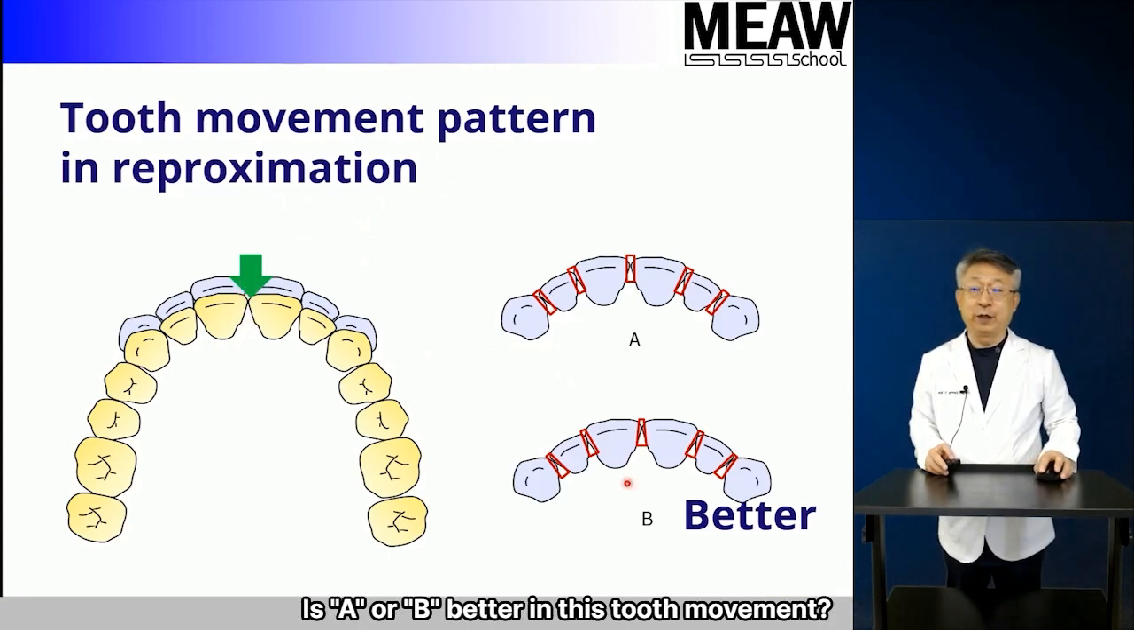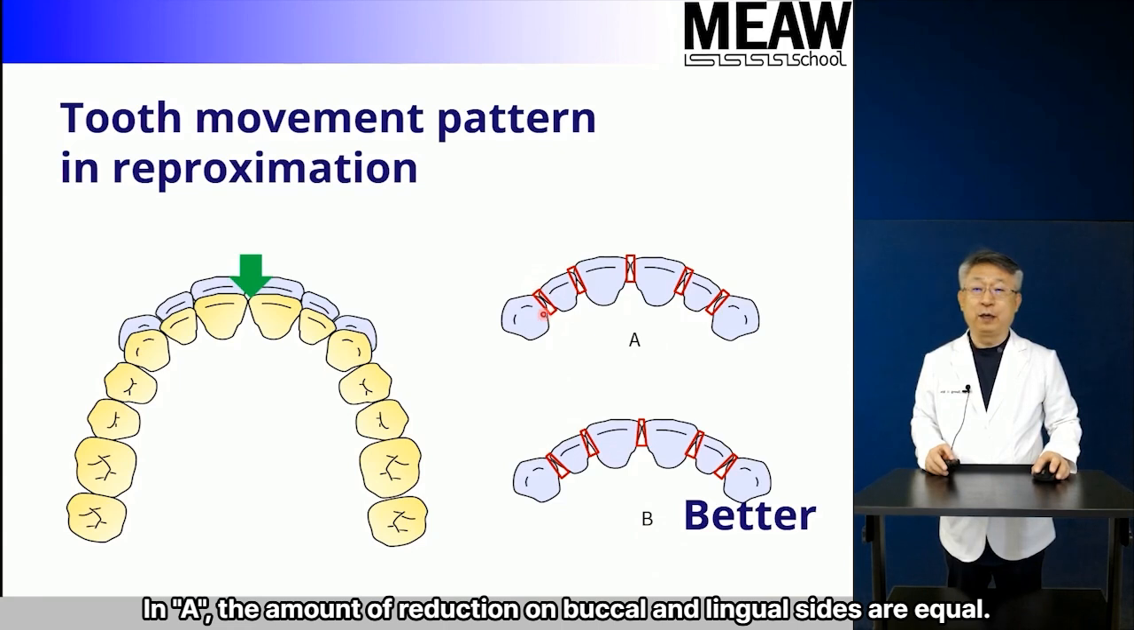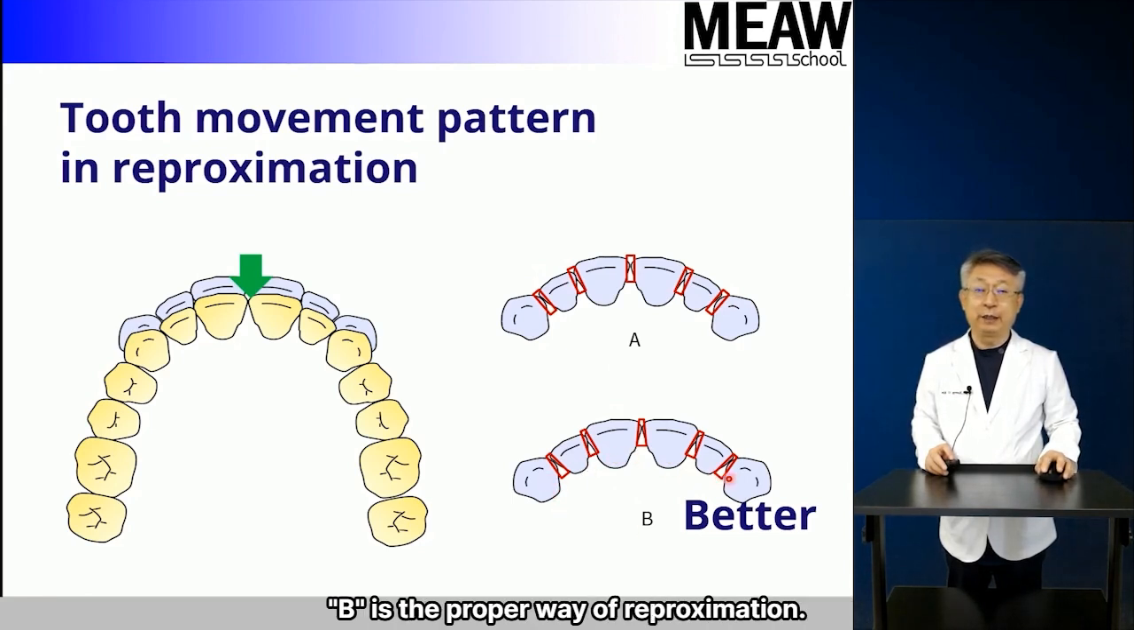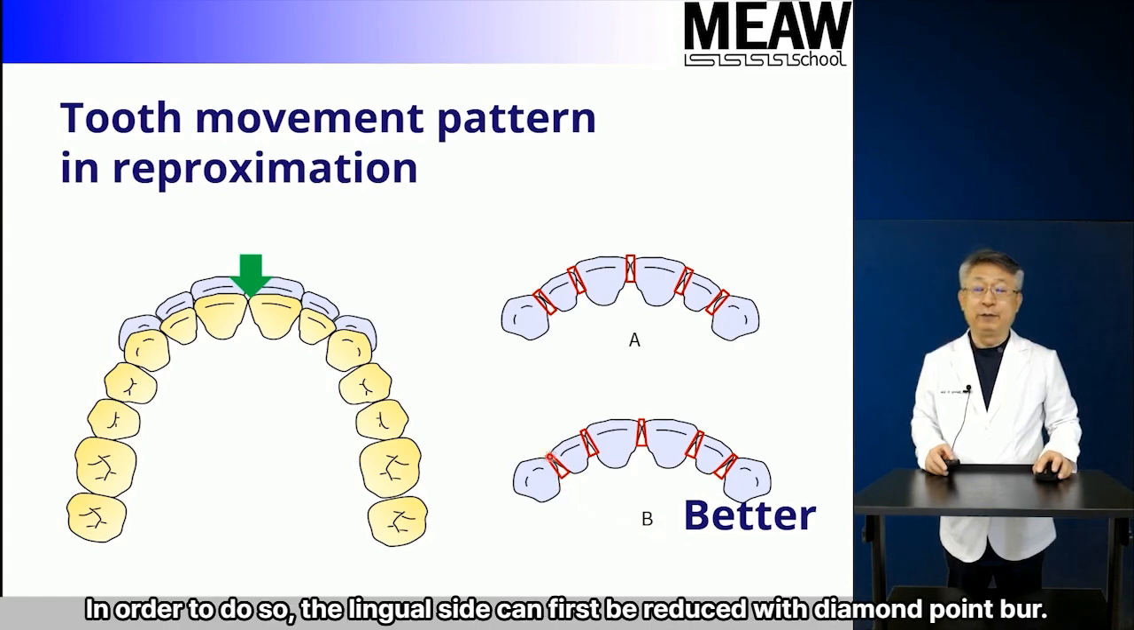Is A or B better in this tooth movement? In A, the amount of reduction on buccal and lingual sides are equal. In B, there is more reduction in the lingual side. B is the proper way of reproximation. In order to do so, the lingual side can first be reduced with diamond point burr.